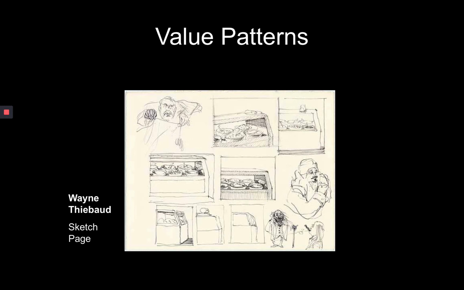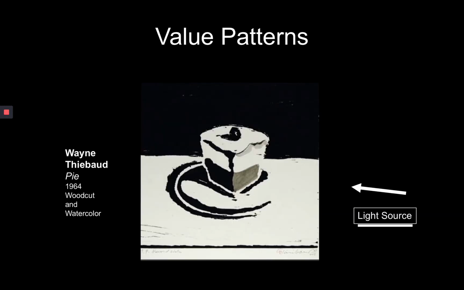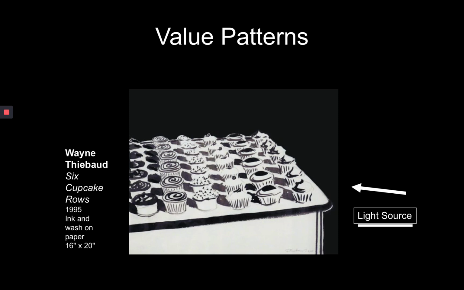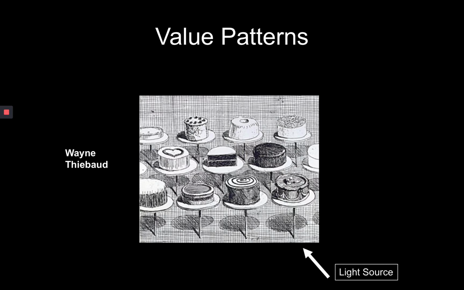Wayne Thiebaud, his sketch pages are very interesting. And though his sketch pages are very linear in most cases, what happens is when you move over to his paintings and prints, they become very, very much involved in light and shadow. This is a woodcut with watercolor. Here are some of his cupcakes. This is ink and wash on paper. This is an etching. So you can see how consistent those shadows stay from the cake, I guess they're risers, in the same direction, even though the cakes themselves are different.